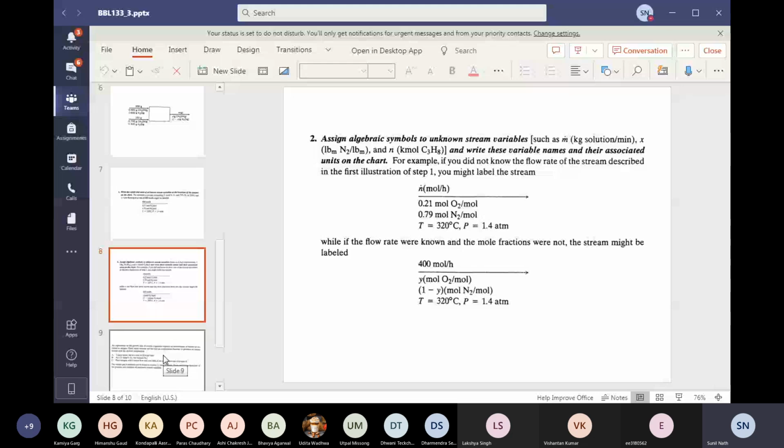Now, in the second case, he says flow rate is given. So he writes that it's not an unknown. So 400 you will put it, and compositions are not known. Again, his small y is a mole fraction here. So what he means is moles of oxygen per mole of total gas. Similarly, 1 minus y, there are only two components. He's assuming there are only two components, nitrogen and oxygen. So 1 minus y will be the moles of nitrogen per mole of air. So this you have to label.